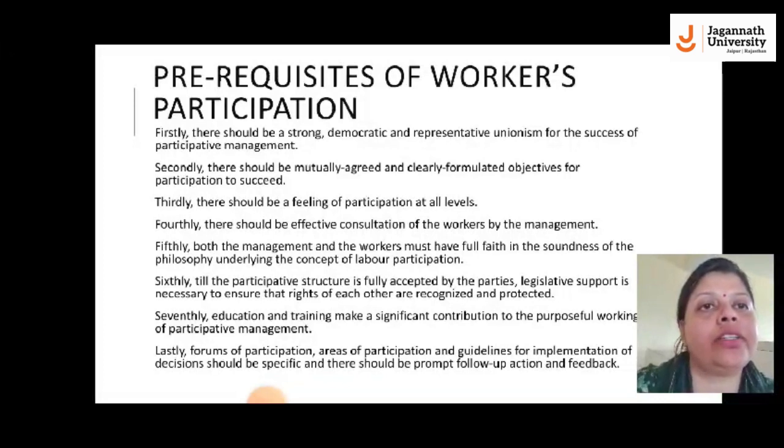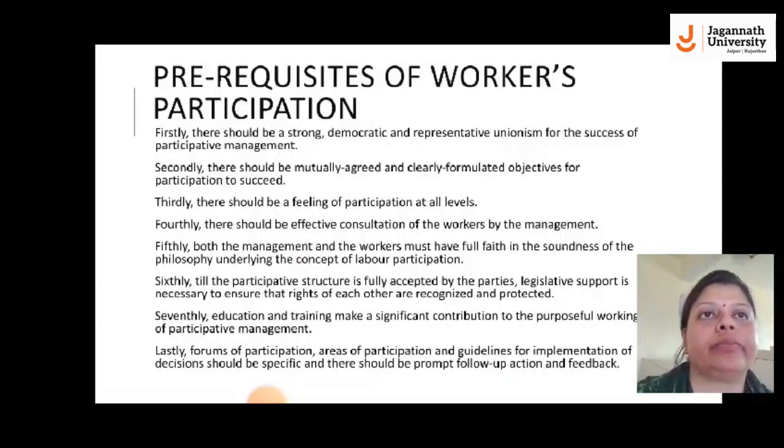Seventhly, education and training make a significant contribution to purposeful working in participative management. Lastly, the forum of participation, areas of participation and guidelines for implementing decisions should be specific. There should be prompt follow-up, action and feedback. Once the employees are involved in the participation, actions are also required on whatever decisions have been taken.